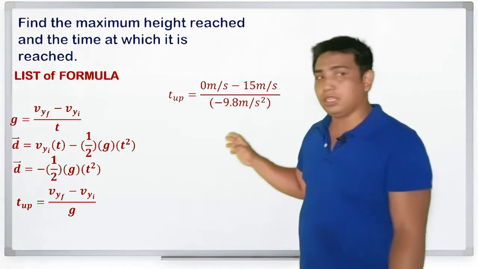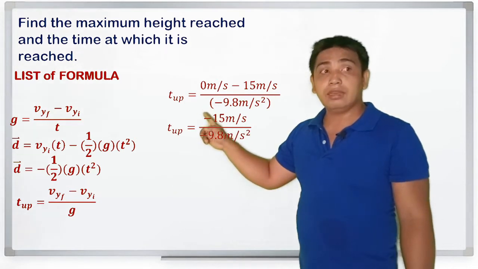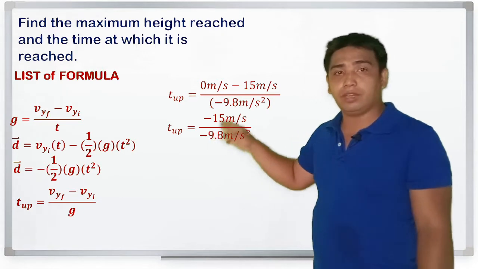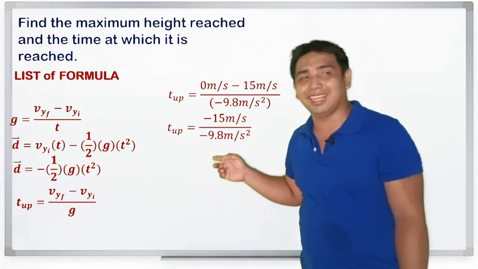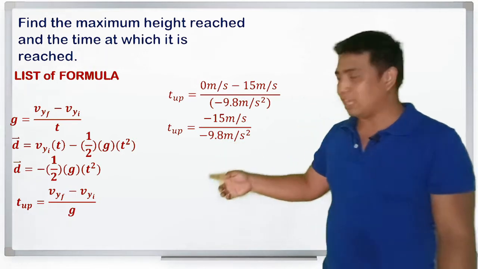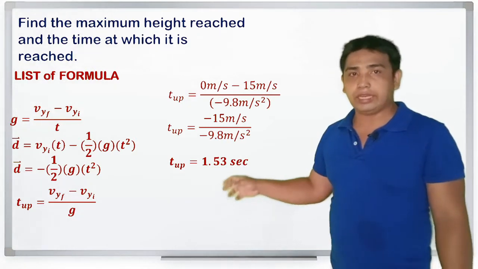And then you will see that we will get negative 15 meters per second over negative 9.8 meters per second squared, dividing one by the other. Alright, so the answer will be time to get up is equivalent to 1.53 seconds.